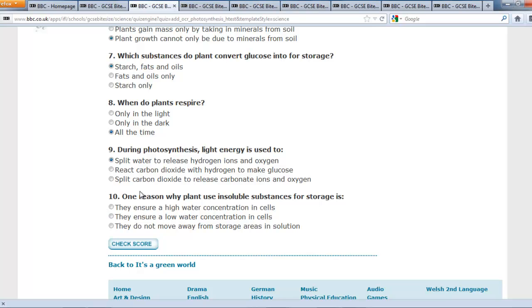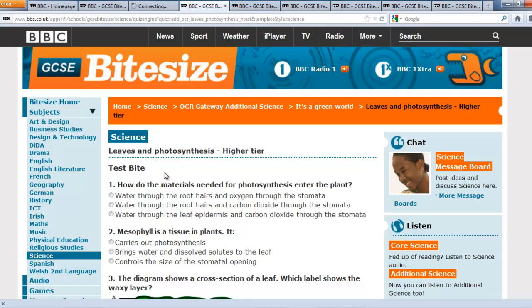Anyway, 10. One reason why plants use insoluble substances for storage. They do not move away because they're insoluble in solution. Again, let's go over checking that. Next part, leaves and photosynthesis, higher tier. How do the materials needed for photosynthesis enter the plant? Water through the root hairs and carbon dioxide through the stomata.